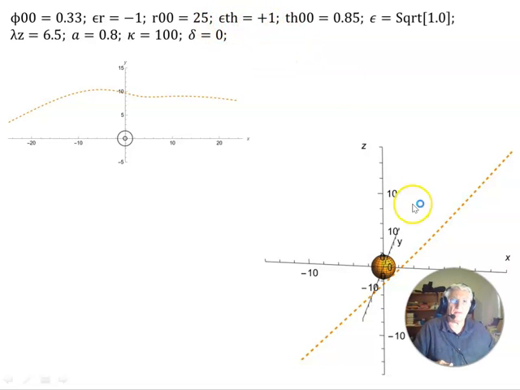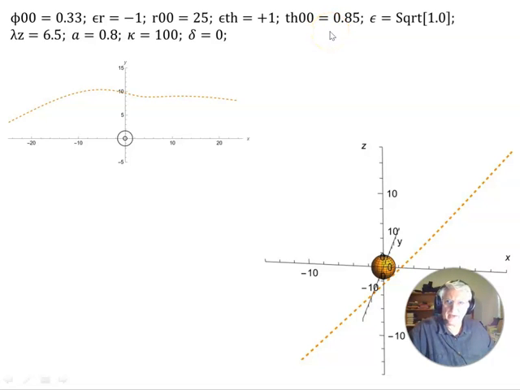Epsilon th is +1, and that's measured in the polar angle direction. Either we're going in the positive direction, down from the positive direction of the z-axis, or minus is going back up again. In this case, it's going down. So we have a trajectory with th00 of 0.85 radians, measured with respect to the positive direction of the z-axis, and 0.33 radians measured with respect to the positive direction of the x-axis, starting 25 units out. And we will use those values during the course of this video.